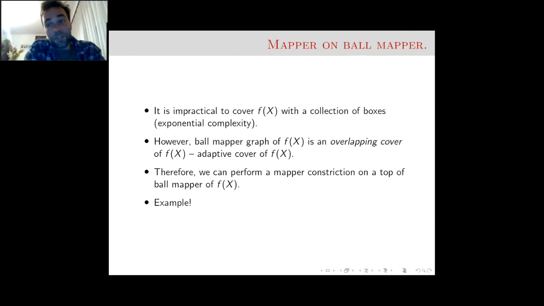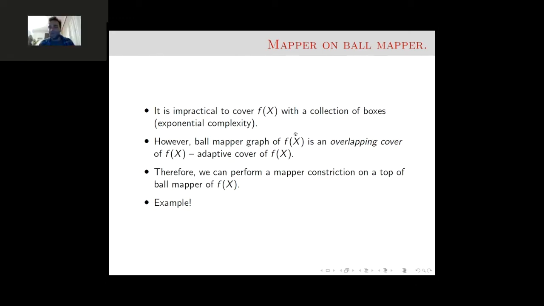If we take f of x, the image of this point cloud in the medium-sized dimension, we can construct a ball mapper of f of uppercase x. What you need to realize is that ball mapper is nothing more than an overlapping cover of the input, in this case f of x, and it's really adaptive. So it's covering the point cloud, but nothing more.